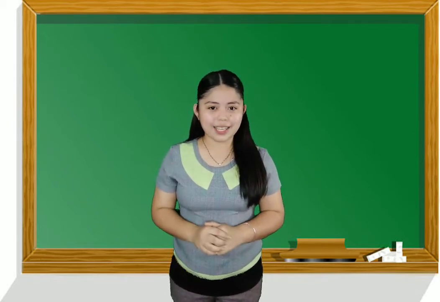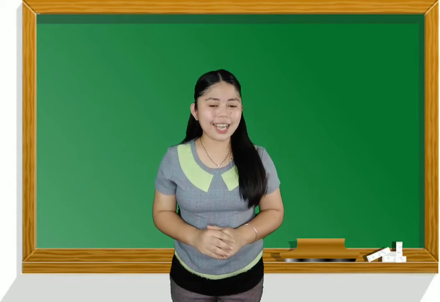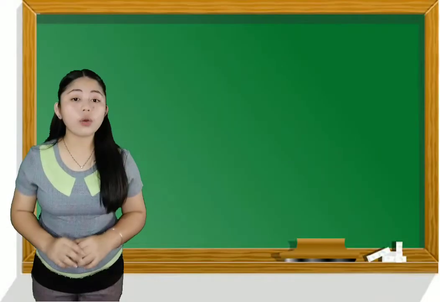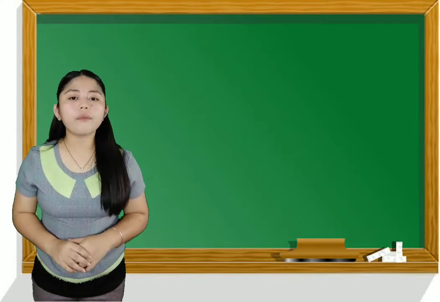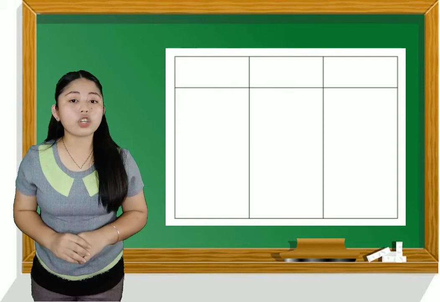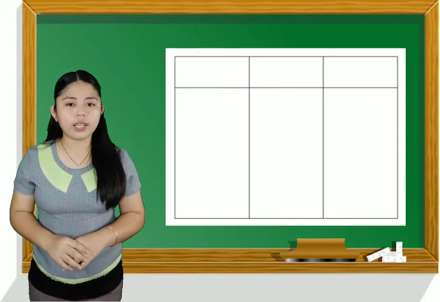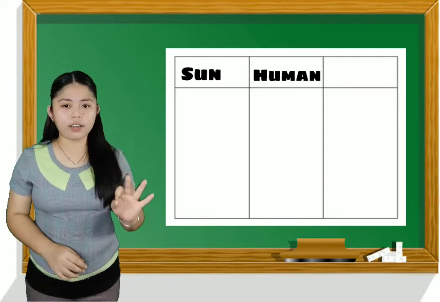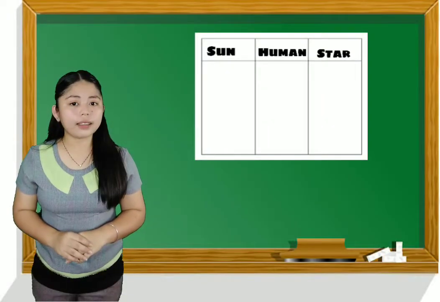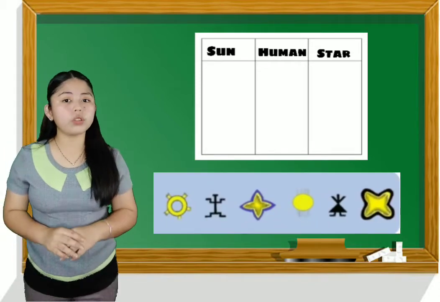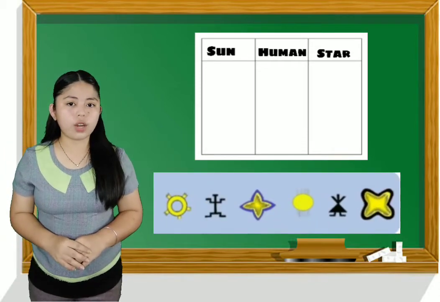Now, let's have another exciting activity. Are you ready, class? Okay, very good. I'm glad to hear that. In this activity, I've prepared a table with 3 columns. Each column has the category of sun, human, and star. Aside from that, I've also prepared a box of different motifs from different cultural communities.